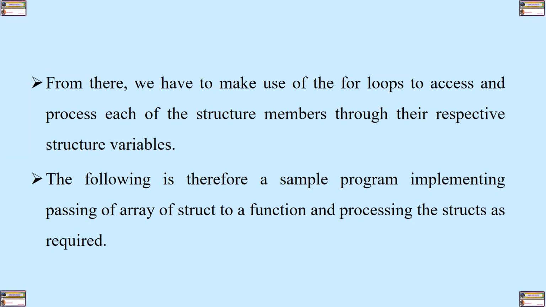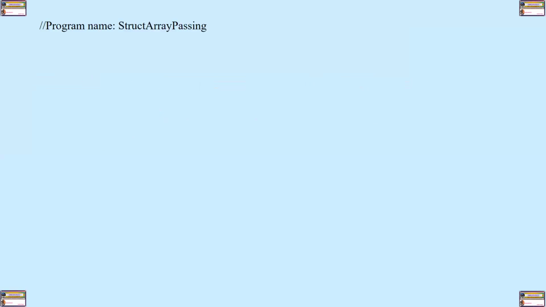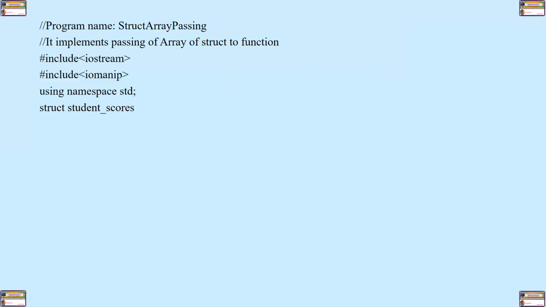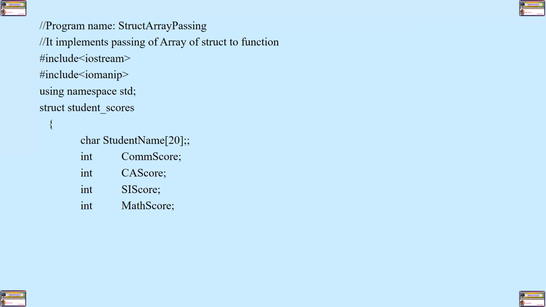The following is therefore a sample program implementing passing of array of struct to a function and processing the struct as required. The name of our program is struct array passing. It implements passing of array of struct to a function. The other parts are as usual. Then we define our structure here. Our structure is called student scores, and then it has members as follows. These are the same members we have been dealing with.